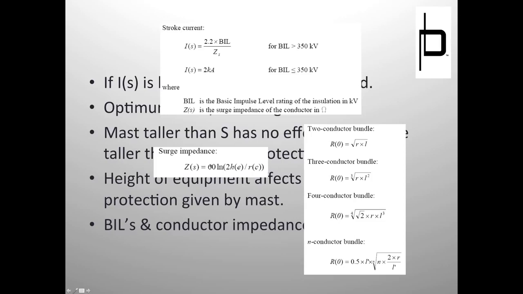But the point with this is your strike distance and your protection is affected greatly by your BIL, because that affects your stroke current, it affects your strike distance. And it also is affected by the conductor height and the conductor radius. So if you wanted to do this properly and in great detail, you should do a different calculation every time you have a different conductor height, every time you have a different conductor, every time you have a different radius of conductor. That would be the most detailed way to do it.